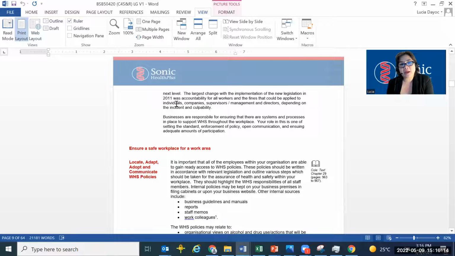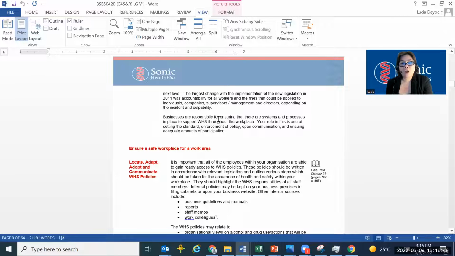They've said that in 2011 there was a big change with the implementation of the new legislation. It was really focused on the degree of accountability for all workers, and it also put a lot of focus on the fines or penalties that could be applied to individuals, companies, supervisors, management, and directors. It would depend on the incident and culpability. So it's a case by case basis.